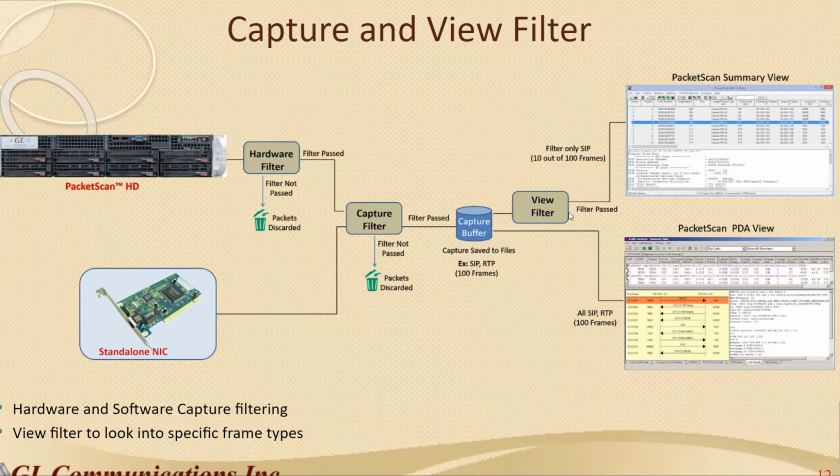So those are the three different levels at which you can filter packets, and depending on your requirement, depending on what kind of speeds you're trying to capture at, that's going to determine whether you want our hardware and software or just the software option of PacketScan. So let's move on to the next slide, where we'll get back into the GUI.